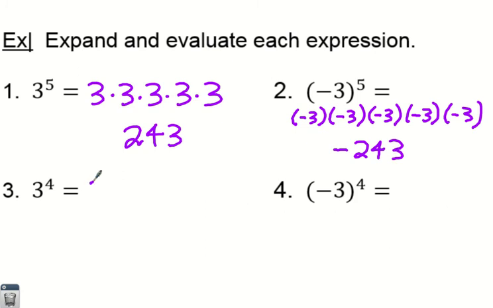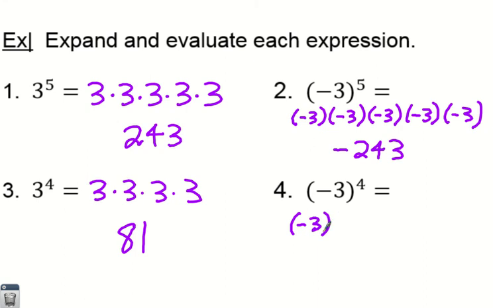Moving on to number 3, expanding it first. Expanding that means you literally write it out as I'm doing. 3 times 3 times 3 times 3. And when you go to your calculator to evaluate, in other words, find the value, like I said, you're going to get 81. Over here, it'll be negative 3 times negative 3 times negative 3 times negative 3.